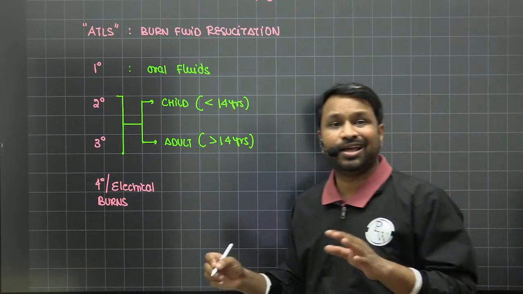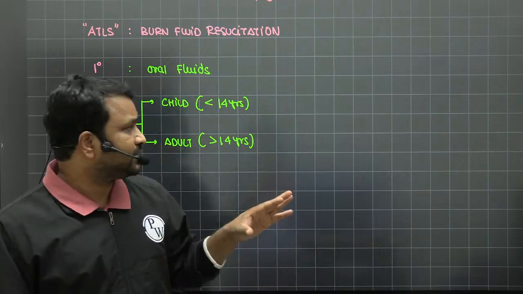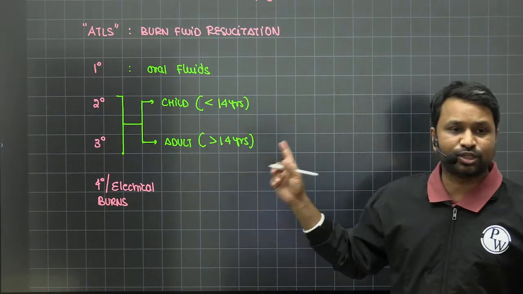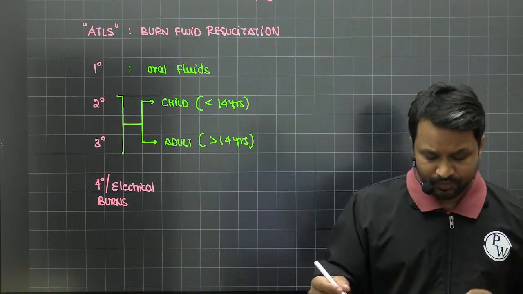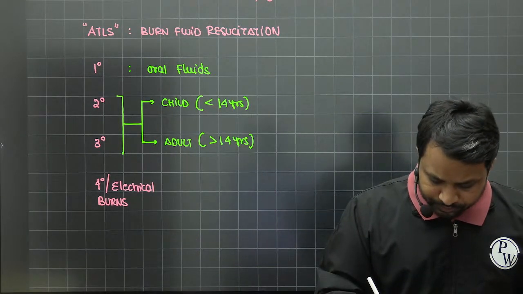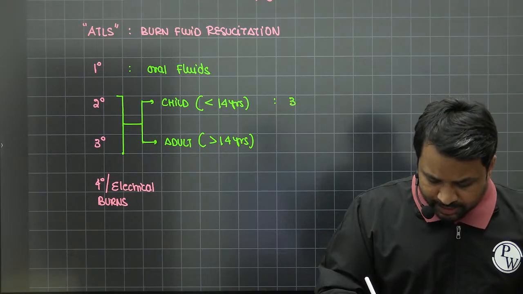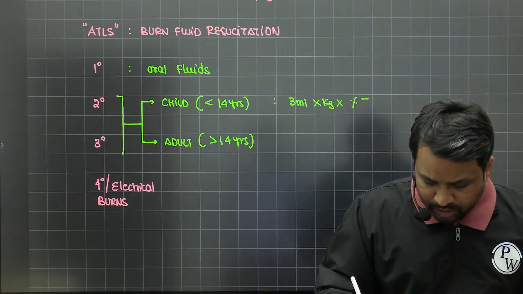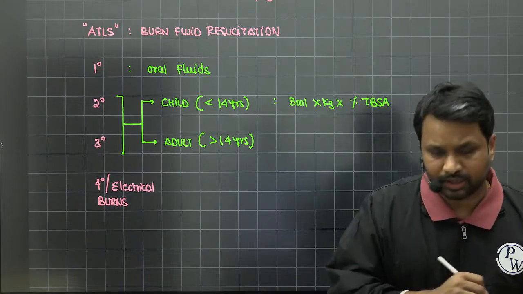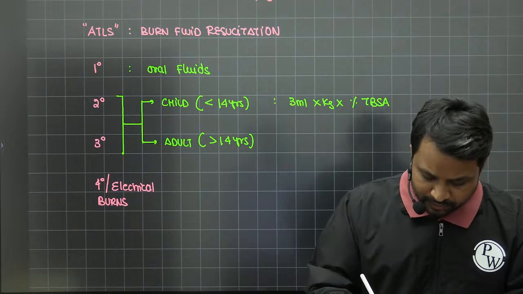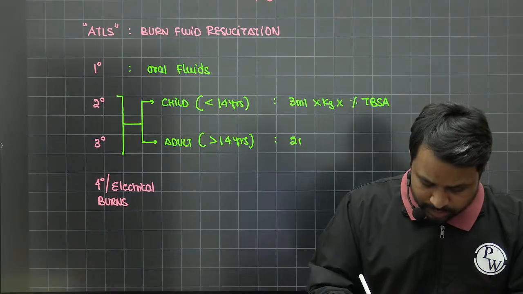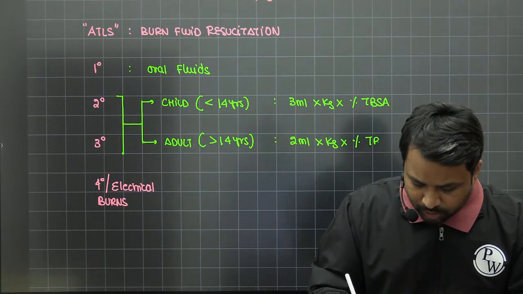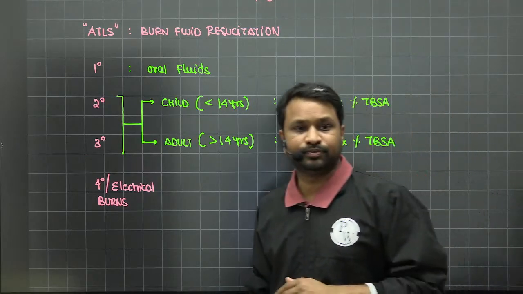It is not a standard age of 18, right? So ATLS considered the adult and child in the age group of 14. That means a child is age less than 14, adult is age more than 14. It's as simple as that. Now, for a child, ATLS says it should be 3 ml per kg per percentage of total body surface area burnt, right? On the other hand, for an adult, it is going to be 2 ml per kg per percentage of total body surface area burnt, right?